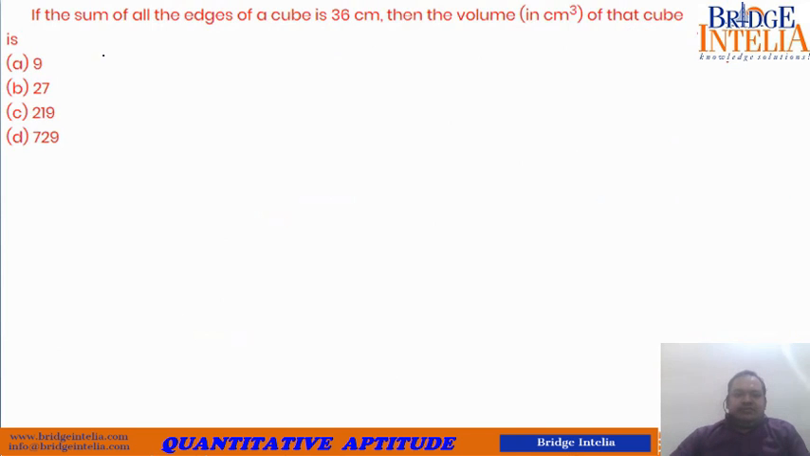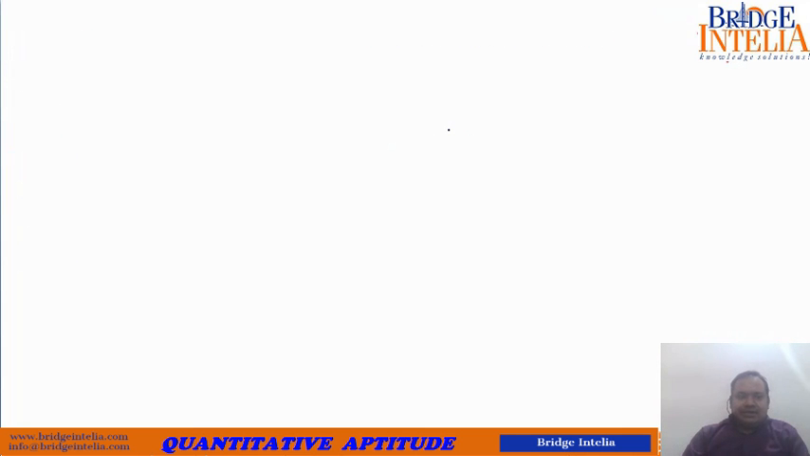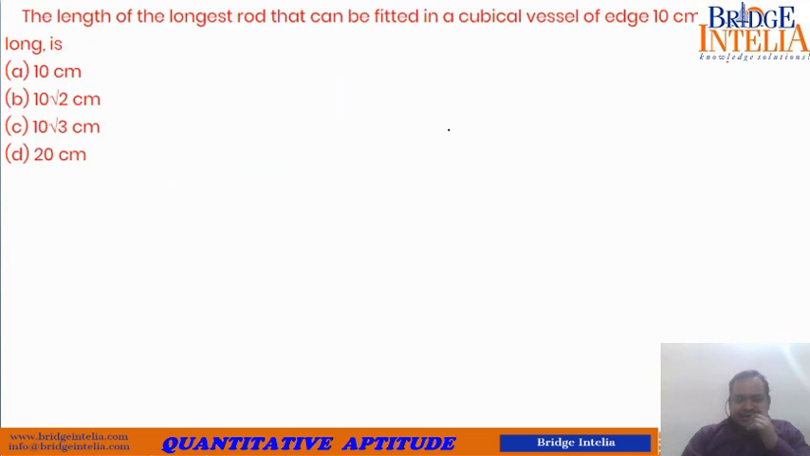So if the sum of all the edges of a cube is 36 centimeter, then the volume in centimeter cube of that cube is. So how many edges does a cube have? A cube has 12 edges. So let me help you realize this, that a cube has got 12 edges.